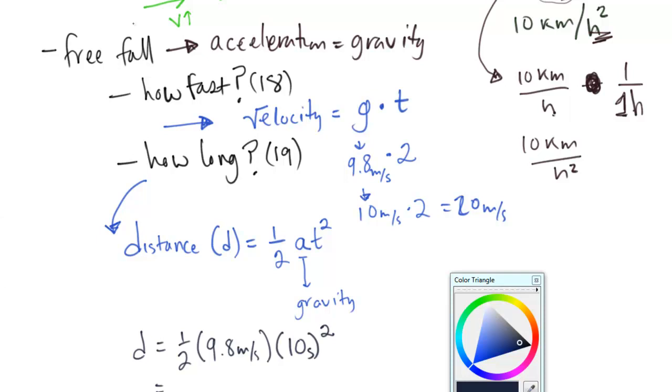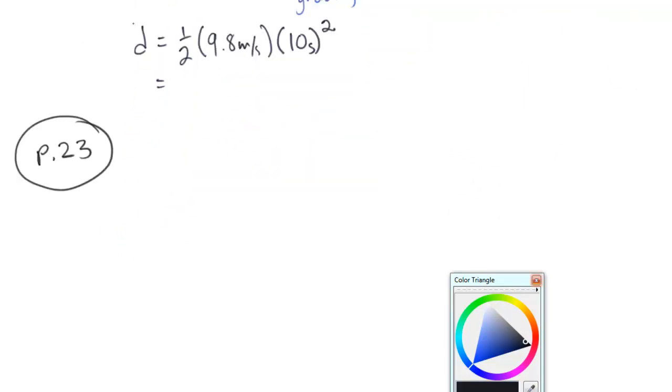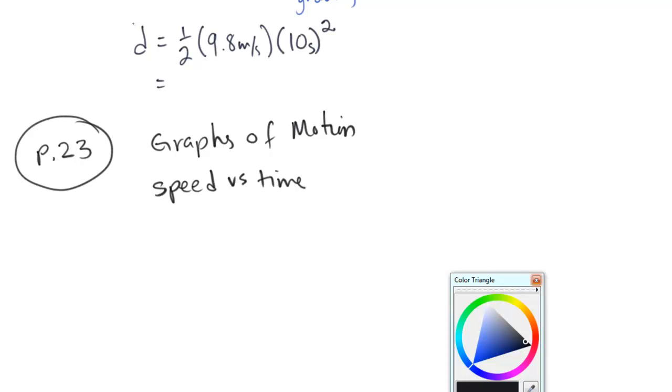Let's see. Graphs of motion. Okay, so let's look at graphs of motion. And on page 23 they have the speed versus time, and they have the distance versus time.